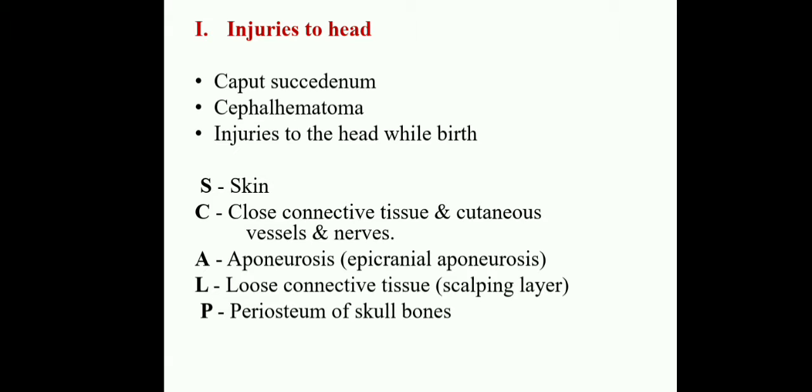And the next one is L, loose connective tissue. You have to check how far, because of scalping of the layers, whether it is there or not. The next one is the periosteum of the skull bones. You should assess these while you are checking head injuries, that is caput succedaneum and cephalohematoma. Okay, that is about the scalp, SCALP.